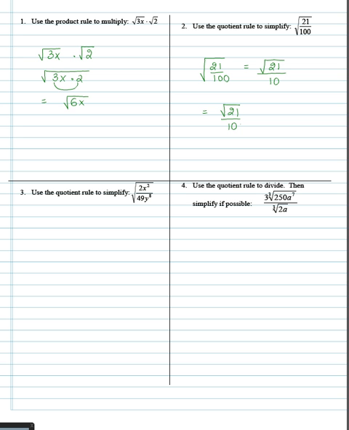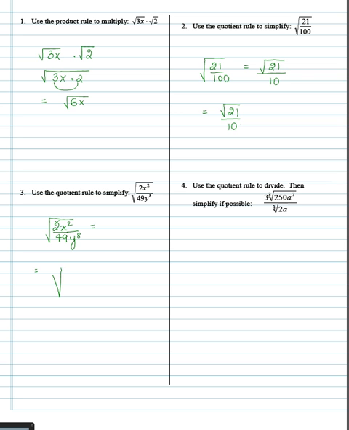Use the quotient rule to simplify. There's so many ways of working with a problem like this. What I would like to do is first write down the problem here. So square root of 2x squared over 49y8. Right? And I'm going to see if I can find the square root of each of them separately. Can I find the square root of 2? No. So 2 stays. Right?